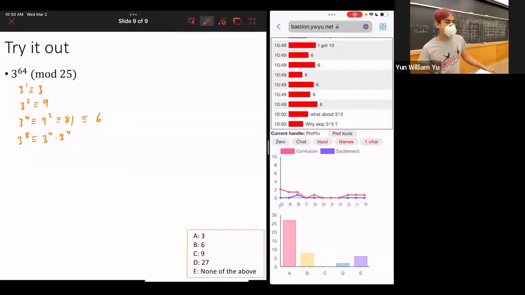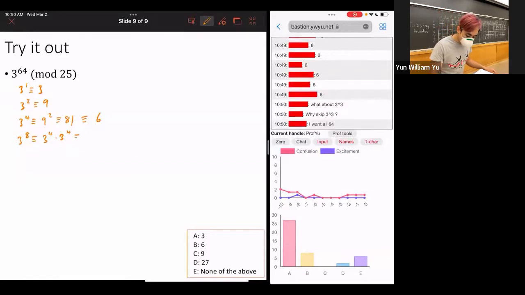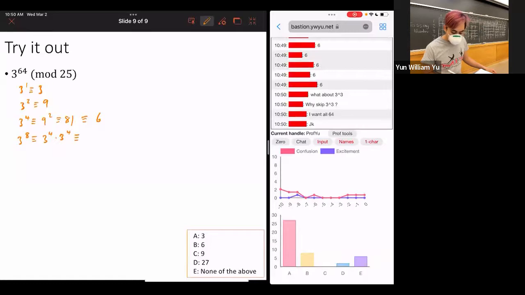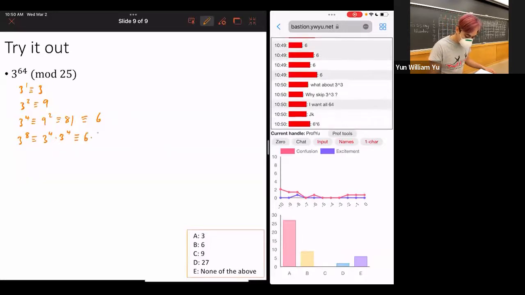So now 3 to the 8 is 3 to the 4 times 3 to the 4, right? So what's that equal to? So 3 to the 4 times 3 to the 4 is going to be equal to 6 times 6, right? Which is equivalent to 36, which is equivalent to 11, right? So hopefully everyone agrees with me that 3 to the 8 is equivalent to 11. So what's 3 to the 16?